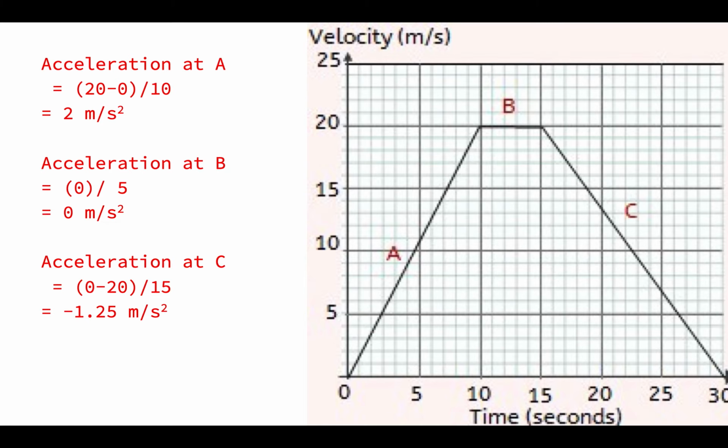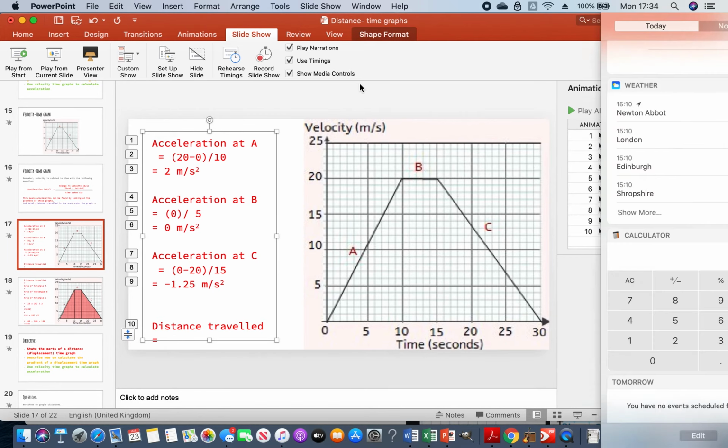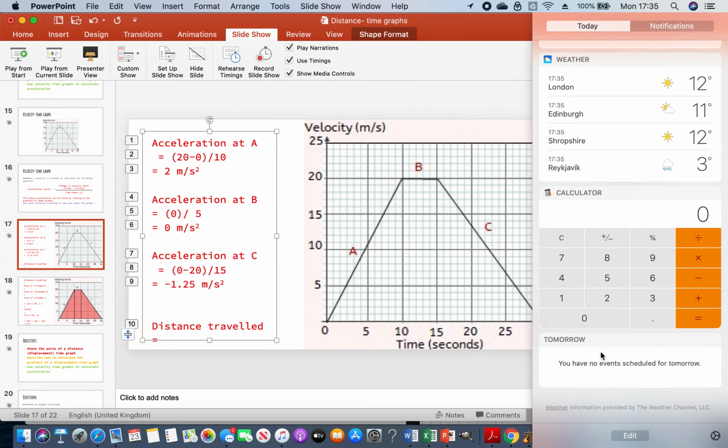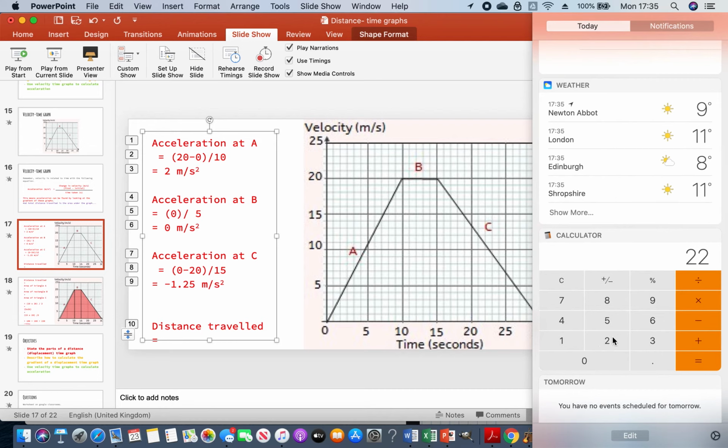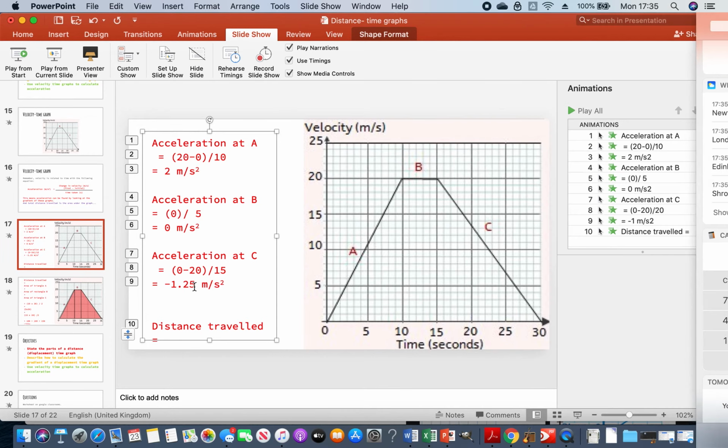I'll just double check that using my calculator. 20 divided by 15 equals 1 and a third. I'll make sure I write that correctly. Always good to check your workings.